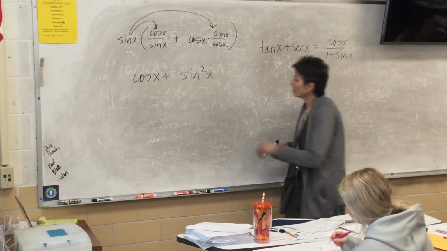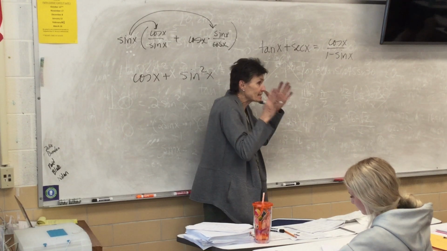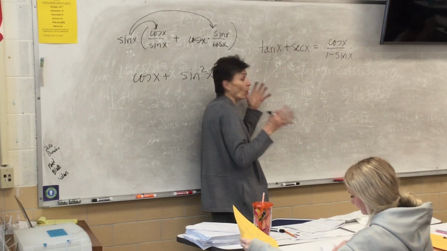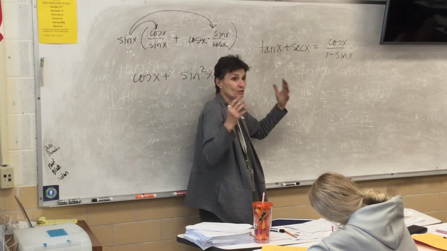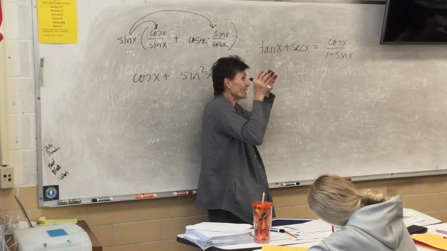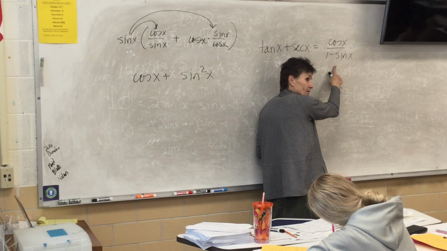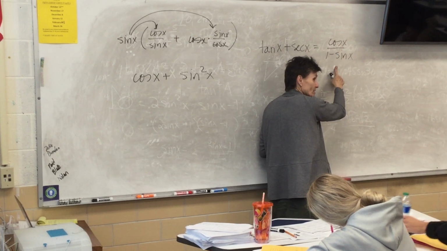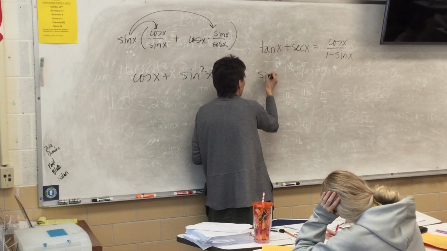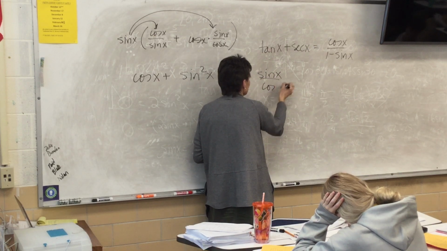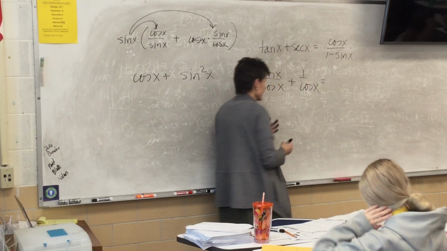Now, kids, there are 2 reasons for that. One is you need something to do, and that's always an option when you've got tangents and secants, and cotangents and cosecants. You can change them into sines and cosines. But another reason to do it is, look at what you want to end up with. There's no tangents over here. So let's make this sines and cosines. So this is sine over cosine, and this is 1 over cosine.